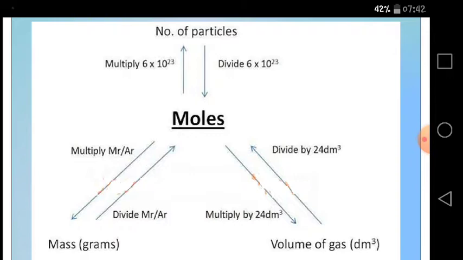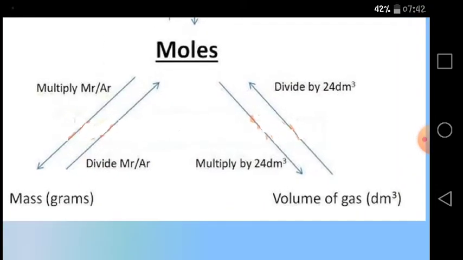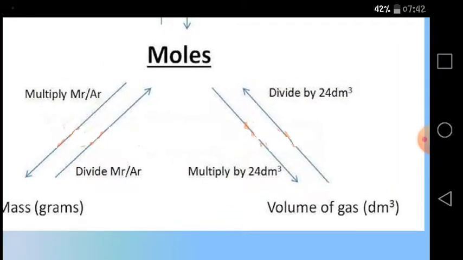And if the number of moles are given and we have to calculate the number of particles, then we simply multiply the number of moles with the Avogadro's number, and that is 6.02 into 10 raised to power 23. In this way, we will be able to get the number of particles. Dear students, now we are moving towards how to convert the moles into volume of gas, and if the volume of the gas is given, then how we can calculate the number of moles.